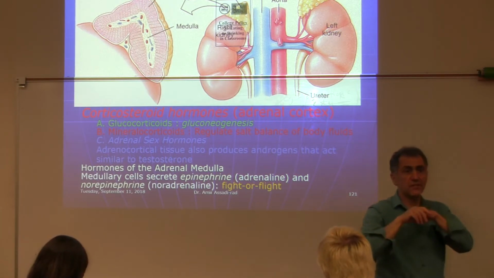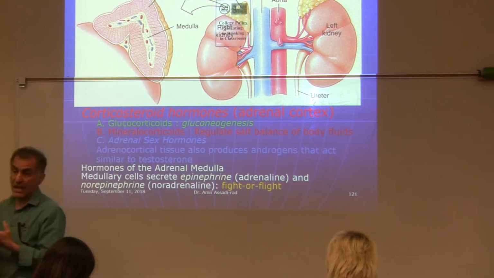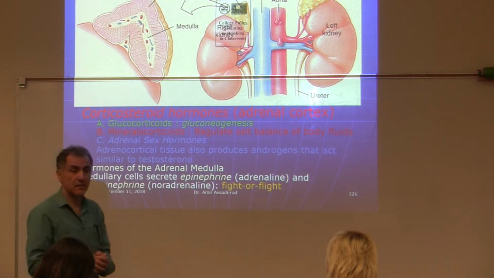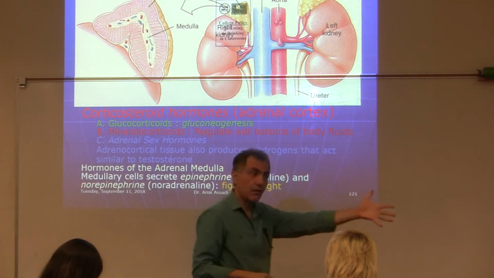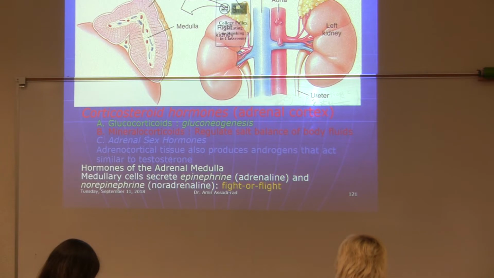And I give you the definition of a hormone. A hormone is an organic chemical compound that affects another gland or affects some part of the body. And that's pretty much the definition of a hormone.